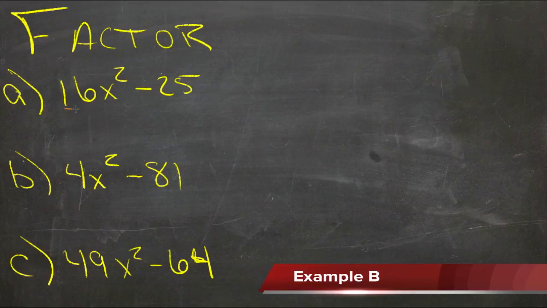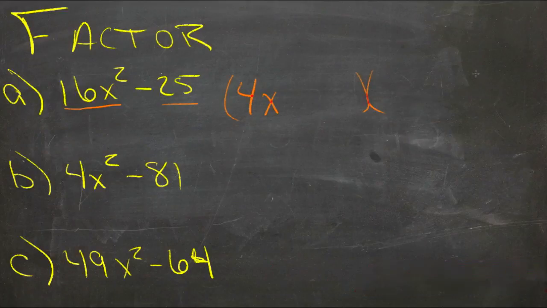All we need to do is find the square root of the first term and the square root of the second term, and then write them twice. So the square root of 16 is 4. The square root of x squared is x. We'll write that down twice. And then the square root of 25 is 5. Write it down twice. Plus in between one, minus in between the other.